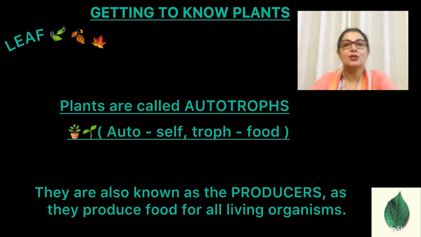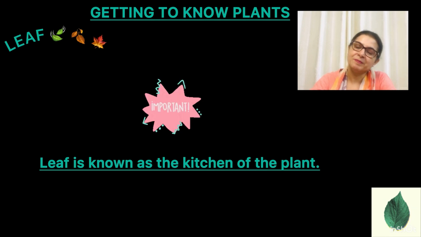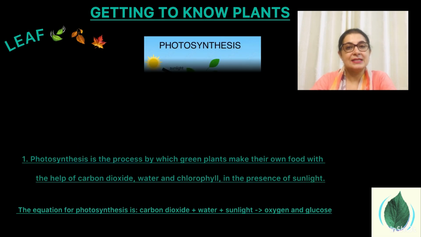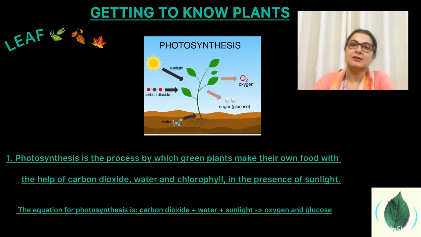Just remember that the plants are known as the producers because they are producing their own food. They are also known as the autotrophs. Why autotrophs? Auto means self, trophs means related to food. So those organisms which make their own food are known as autotrophs, and we all know that green plants make their own food, and the leaf is the kitchen of the plant which helps them to make the food. So the definition of photosynthesis is the process by which the green plants make their own food with the help of chlorophyll, sunlight, water, and minerals. So all these help the plant to make the food.